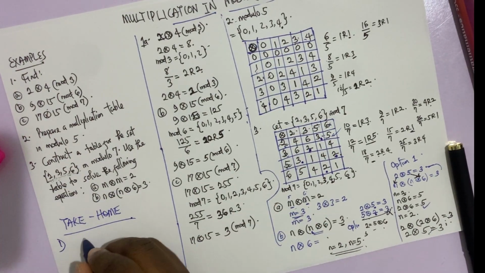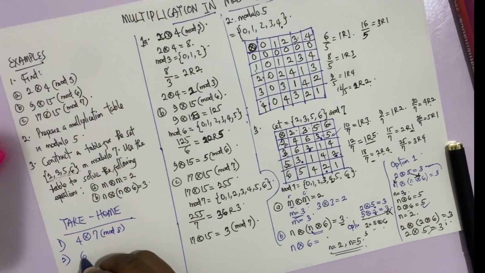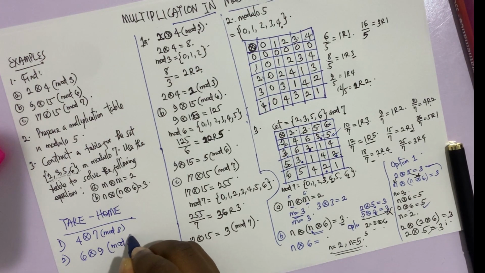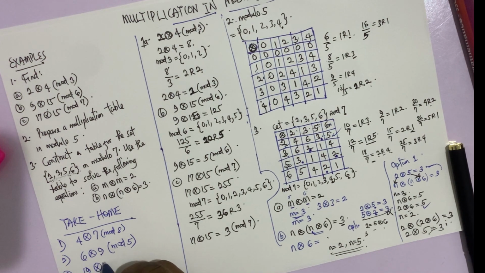Take home questions for this video. Question 1. Solve 4 times 7 in mod 8. Question 2. 6 times 9 in mod 5. Question 3. 19 times 28 in mod 9.